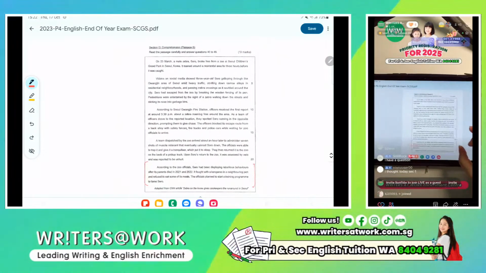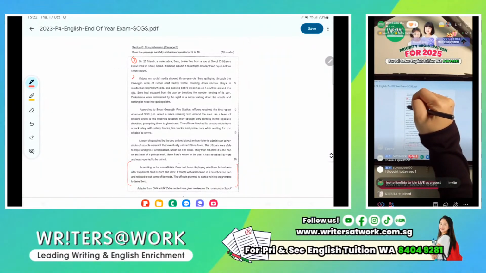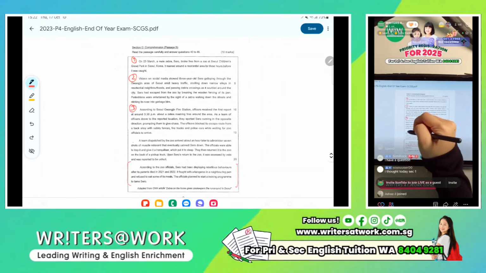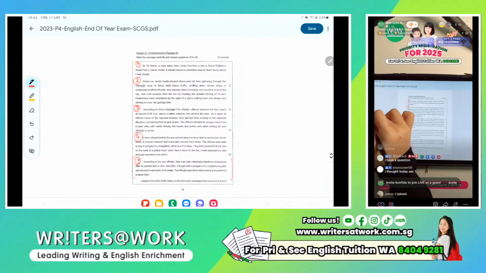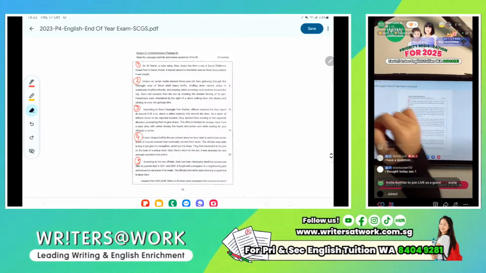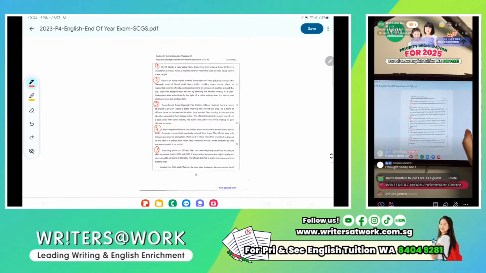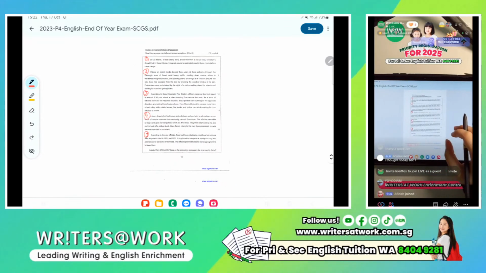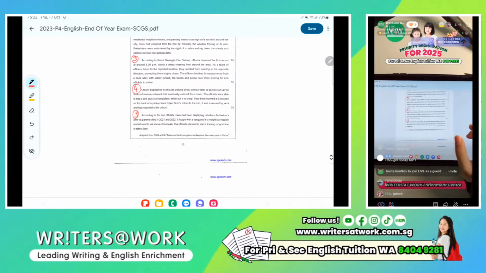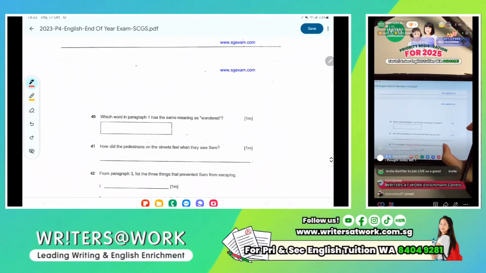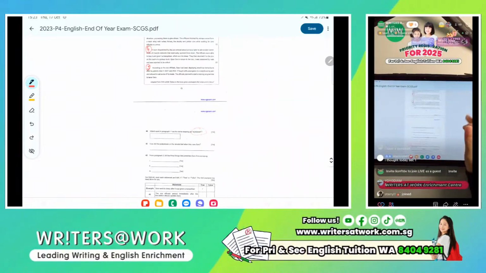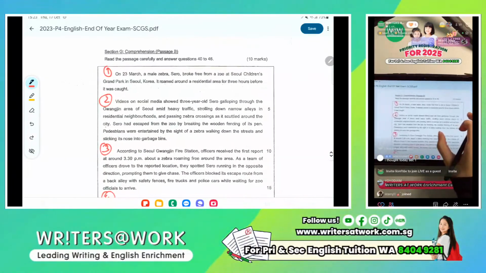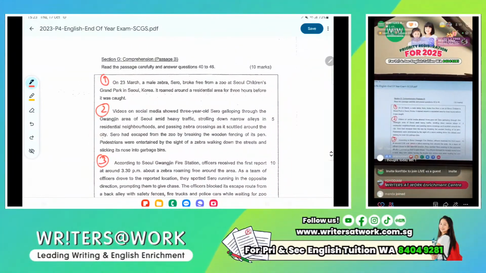Okay, so let's start with numbering our paragraphs. Good habit, right? So when you refer back from answering questions, you know which paragraph you are looking at. Okay? 5. What do you mean by 5, Yulian? Okay, which word in paragraph 1 has the same meaning as wondered? Wondered. Okay, paragraph 1, which word has the same meaning as wondered?